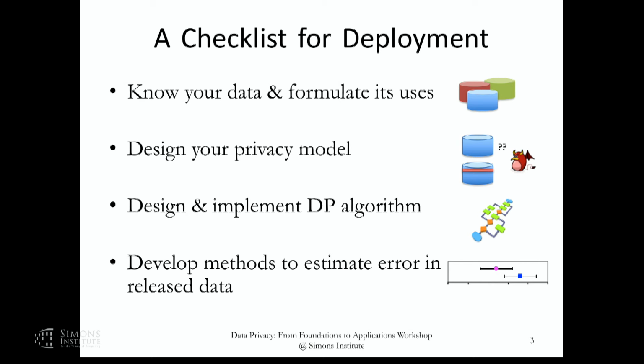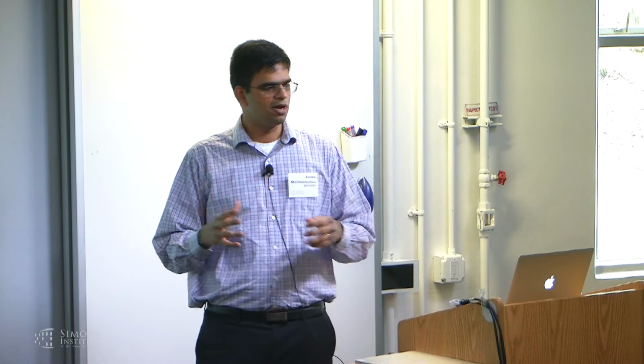And then once you know what your data is, I'm going to talk a little bit about what I mean by designing your privacy model. Differential privacy, the original definition at least, thinks in terms of a single table. When your data is a little more complex, you may need to think a little bit about how you set up your differential privacy for the problem. I'm going to talk a little bit about that.